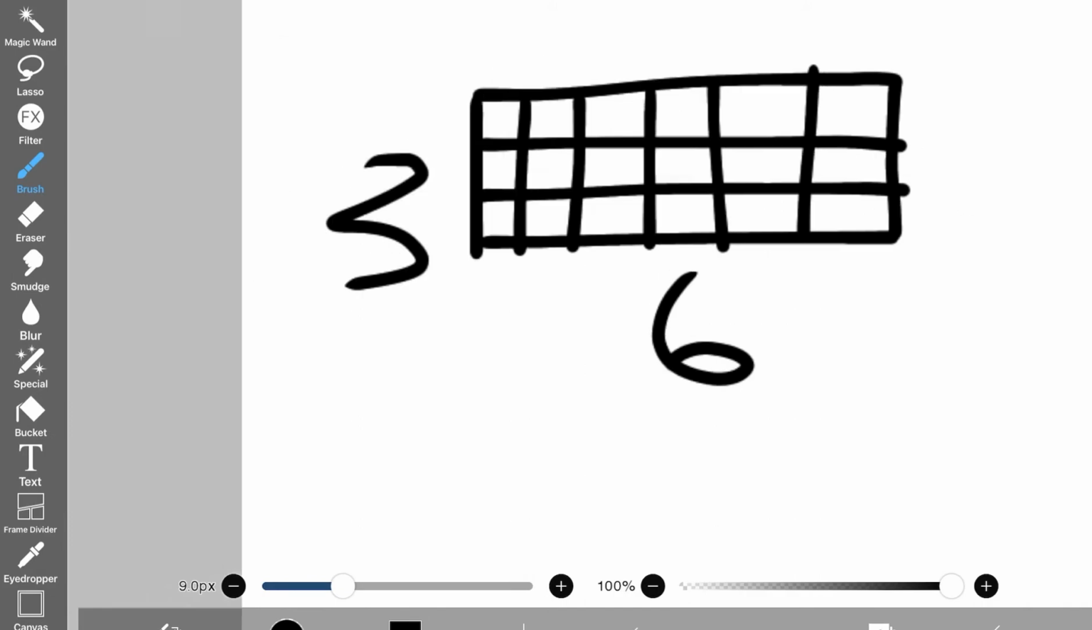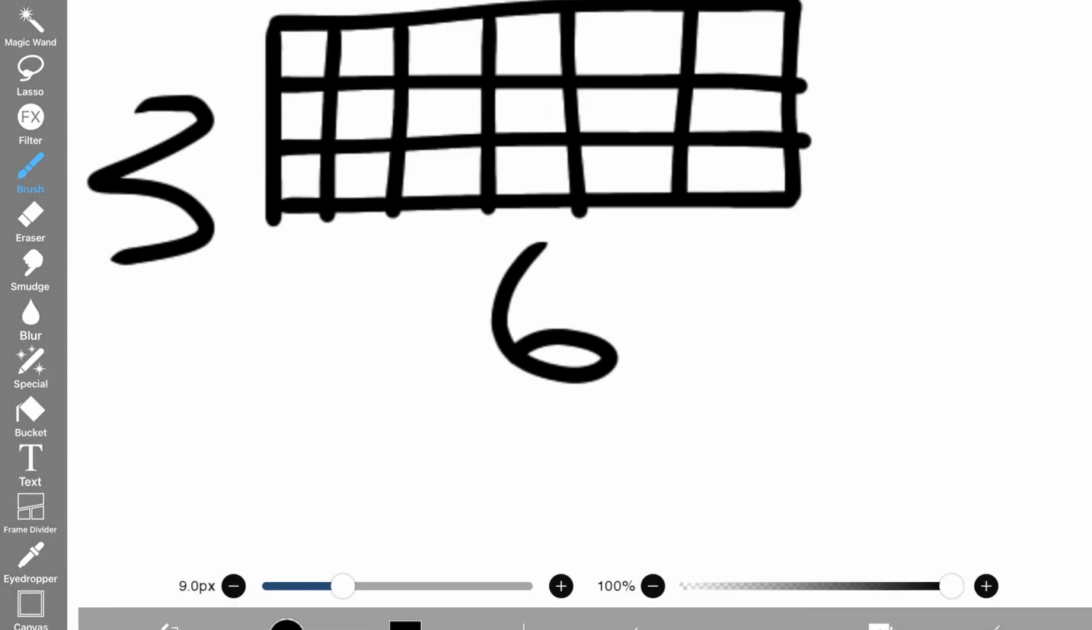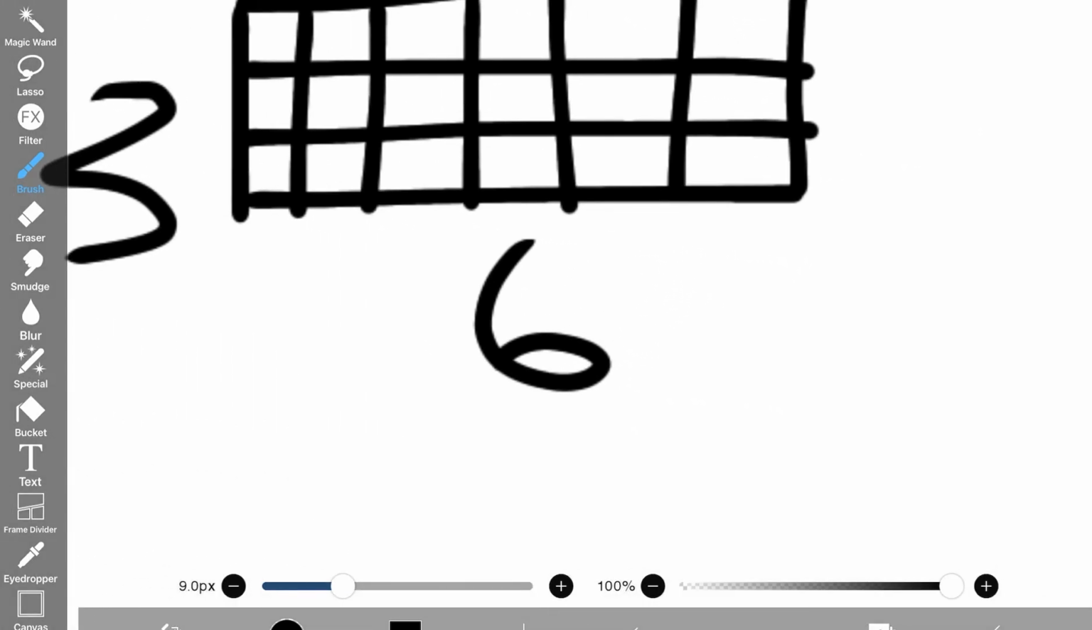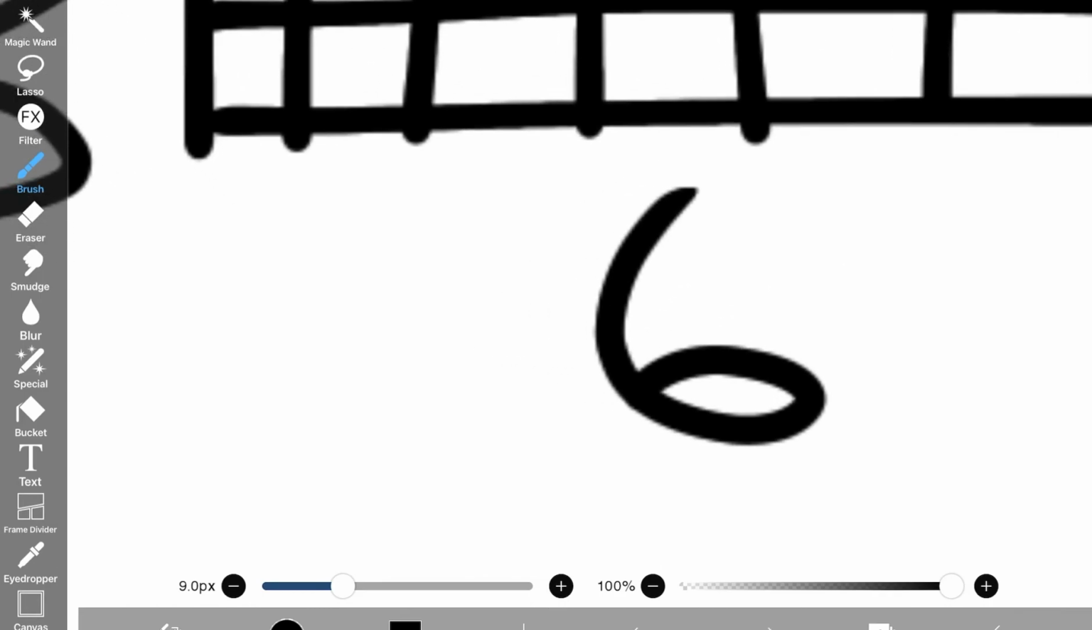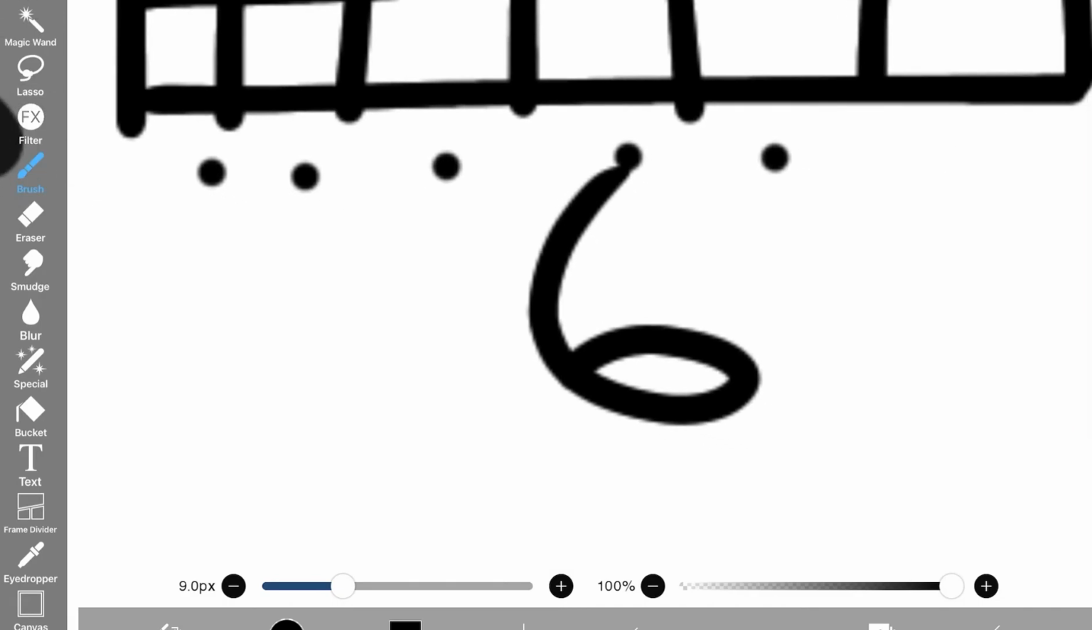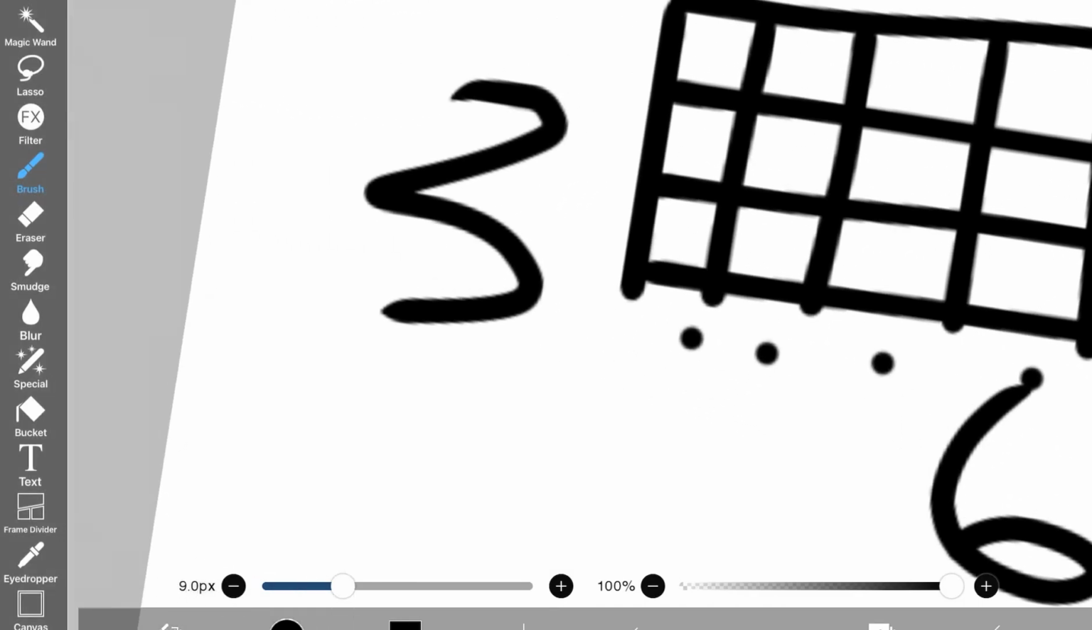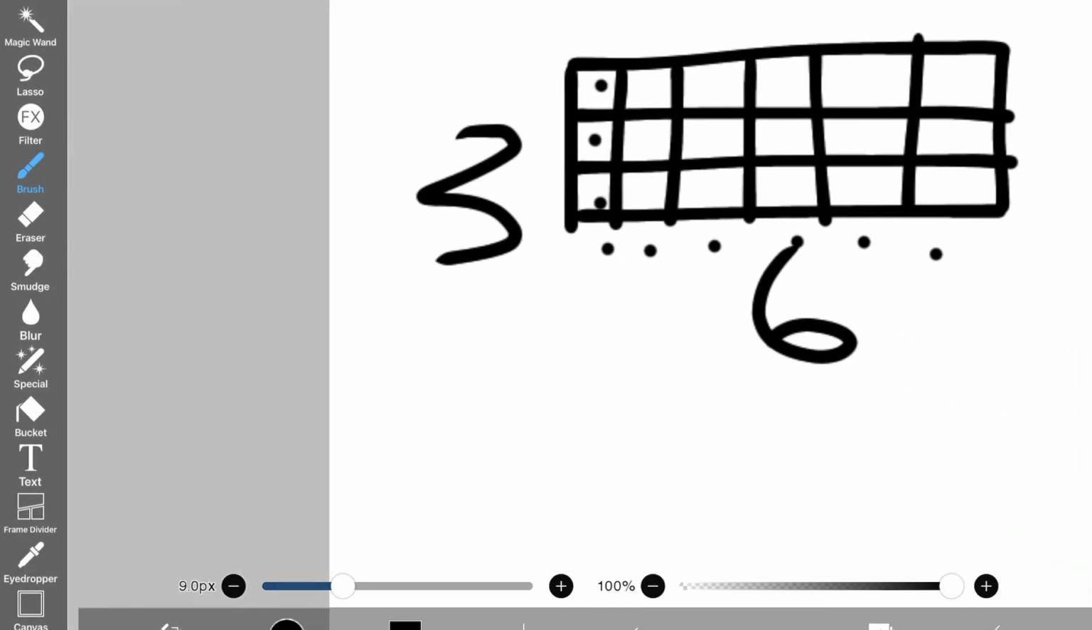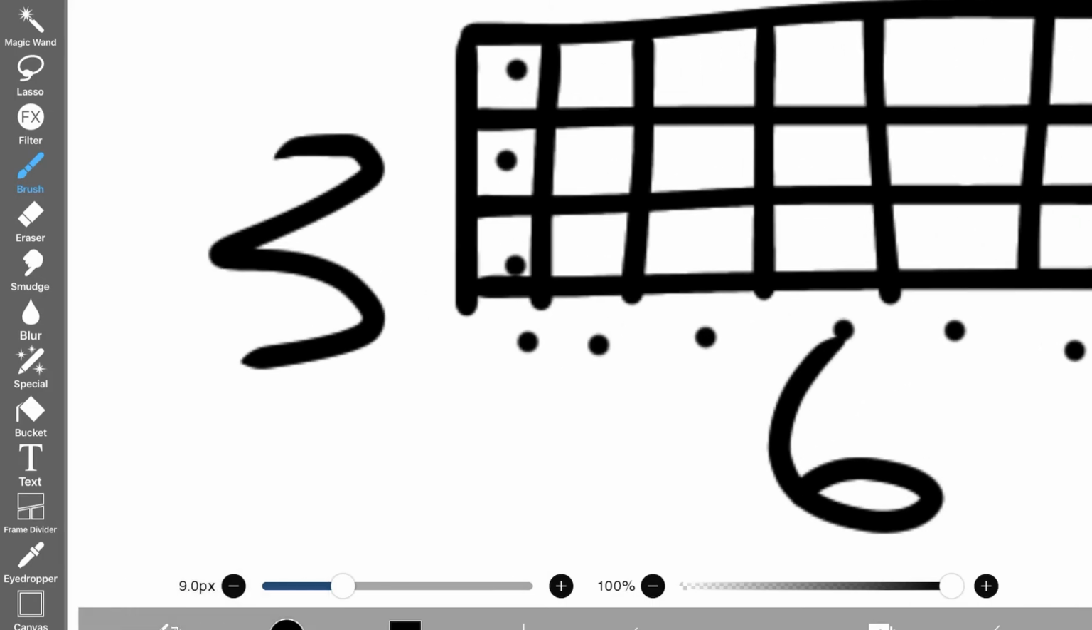Okay, now there's 6. So we can draw this. As you can see, I wrote 6 down here because there's 6 blocks, as you can count: 1, 2, 3, 4, 5, 6. And I wrote 3 because there's 3: 1, 2, 3. And now you can just count all of these.